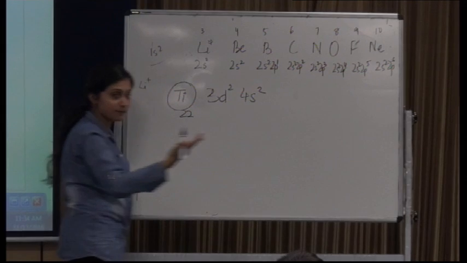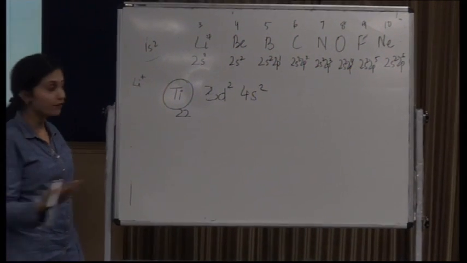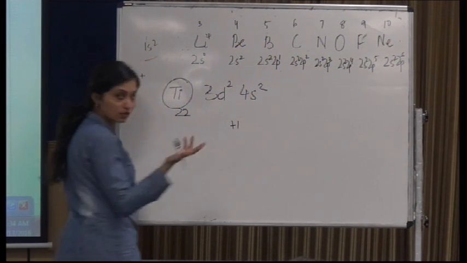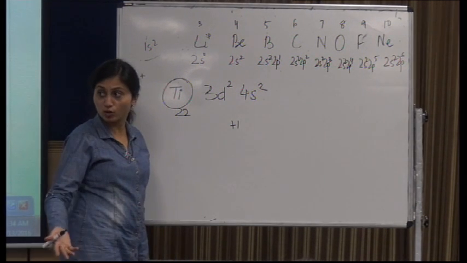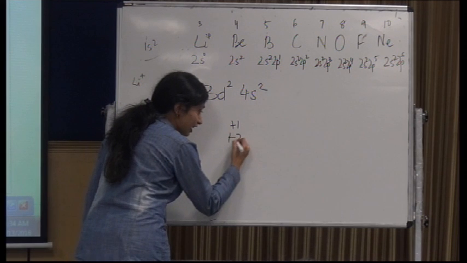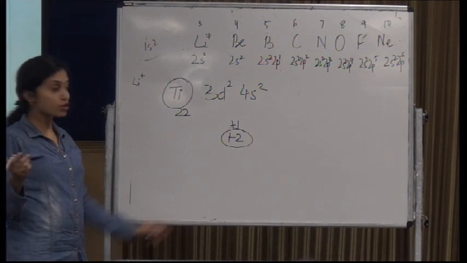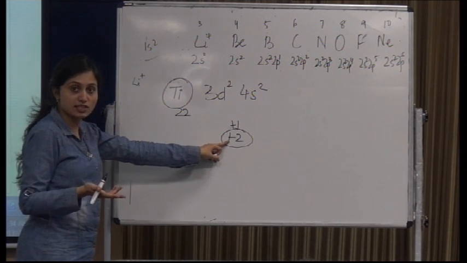Which electrons will be lost first? Where will the electrons be lost from? From 4s. So it can show +1, because it will easily lose one electron from s, but it will be very happy to lose two electrons, so it will show +2 also. So one of the most stable oxidation states would be +2.